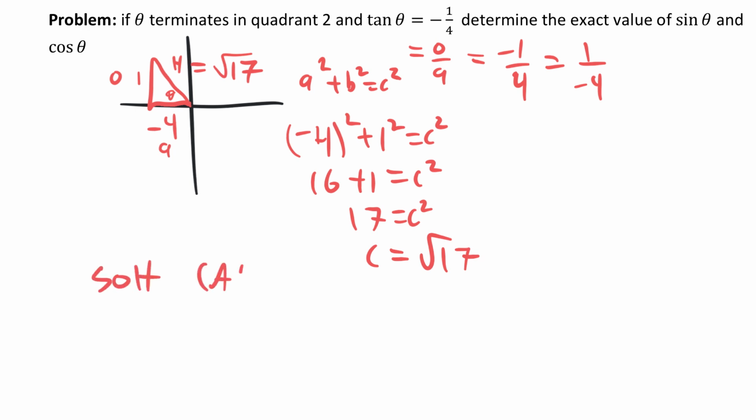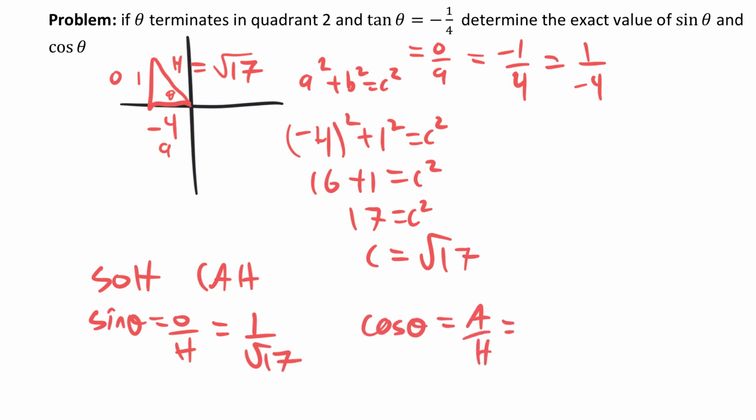So SO and CA. Sine theta is opposite over hypotenuse, which is 1 over root 17. Cos of theta is adjacent over hypotenuse, which is negative 4 over root 17. Now, you don't have to rationalize these on the final exam. You can just leave them like this. I like to rationalize stuff, but I guess if you want to leave it, that's okay. And then if we, again, check with our CAST rule, C-A-S-T, in quadrant 2, sine should be positive, which it is, and cos should be negative, which it is.